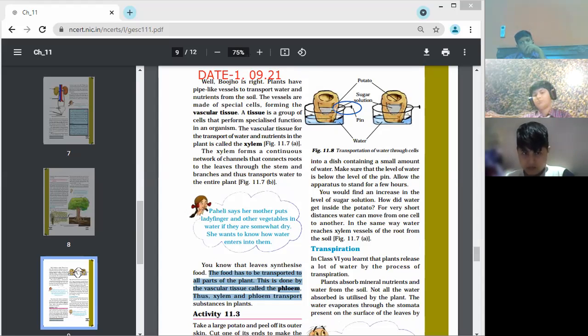देखो आपने पिन यहाँ पे लगाया, उसका लेवल जो है, जो हमने डिश में वाटर लिया उसका लेवल पिन से कम होना चाहिए. क्लियर? And keep it for some time. What will happen if you see it after a few hours? Then what you can see, the water level inside the potato rises.